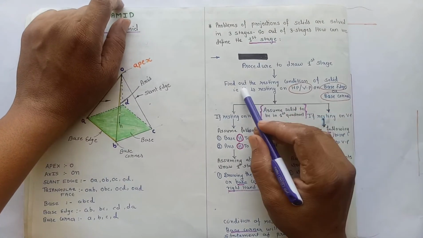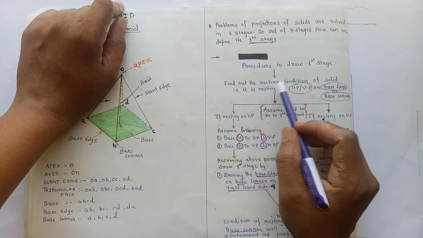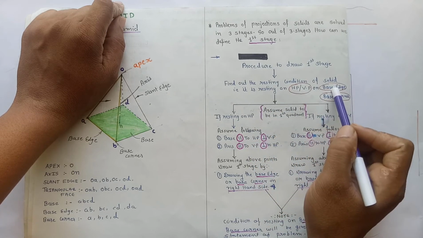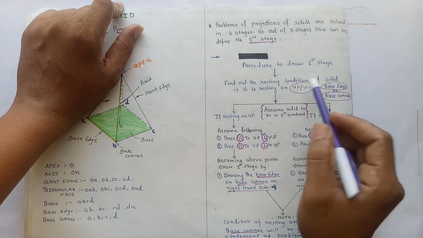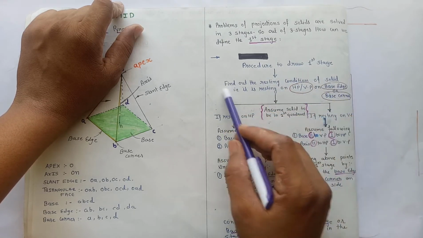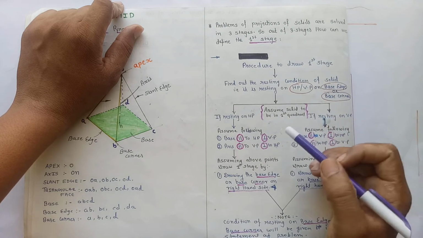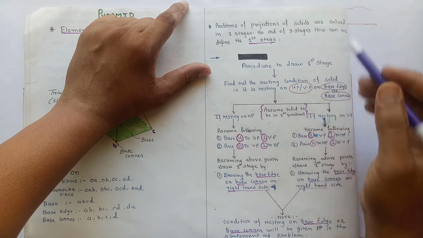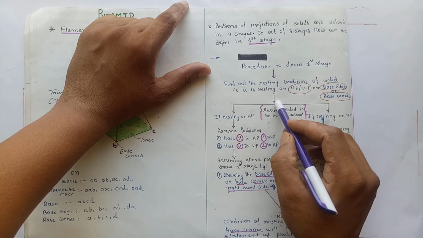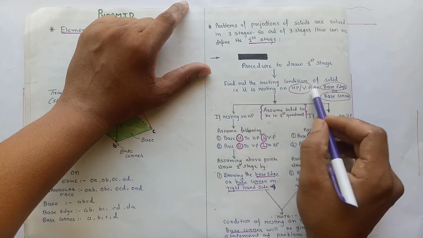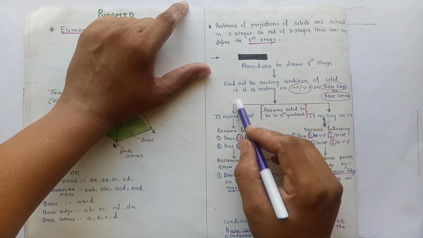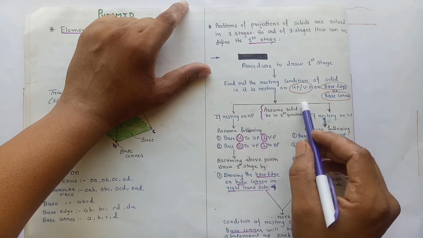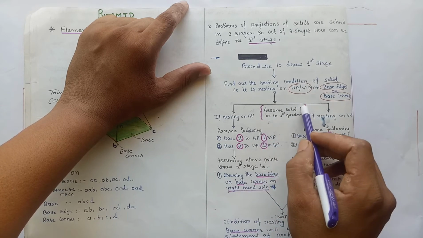First of all, we have to find out the resting condition of the solid. If the solid is resting on HP or on VP, on its base edge or base corner, we have to find out this statement from the statement of the problem given for the projection of solids. After finding this statement, if the solid is resting on HP, we have to assume the solid in the first quadrant.